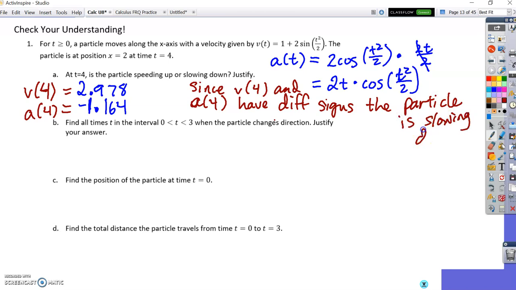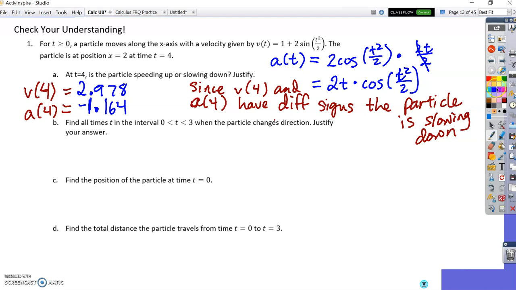And again, I'm letting my calculator handle some of the heavy lifting on that problem. But I did demonstrate that I can take that derivative by hand. So if I needed to, I'd be able to demonstrate that for somebody who was watching me do the test visually. Okay, part B. Find all times t in the interval when the particle changes direction.